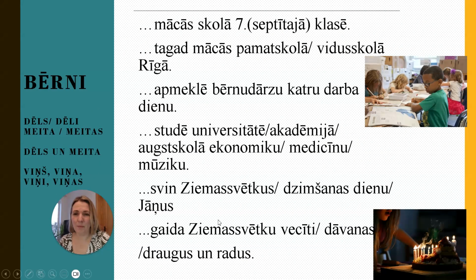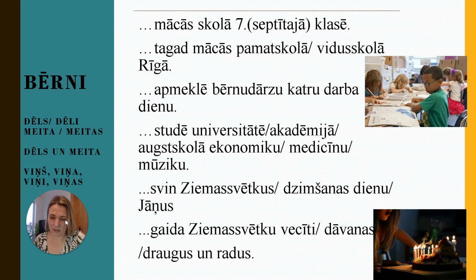Next, bērni. So if there is a family, usually more specific information about their children. Bērni, children, so it could be dēls or meita, son or daughter, or several sons and daughters. Or it could be dēls un meita, son and a daughter, or simply viņš, viņa, viņi, viņas, he, she, they.